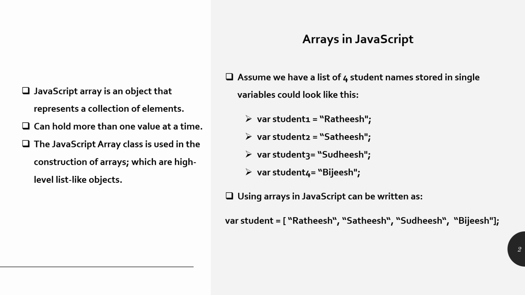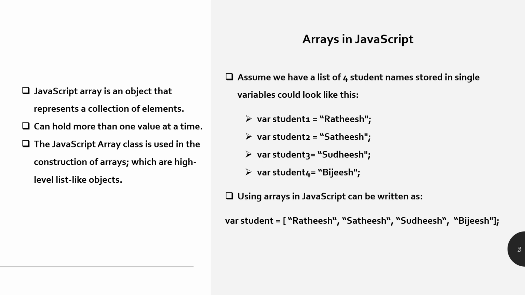Assume that we have some thousands of students. Such individual thousand variables is not a convenient method to store such data. So here the importance of array comes. By using arrays, we can store more than one value at a time.